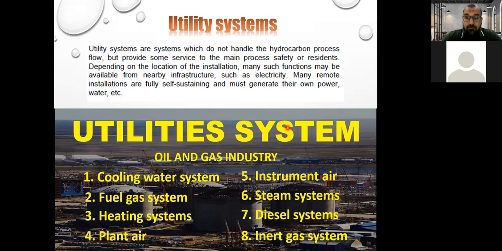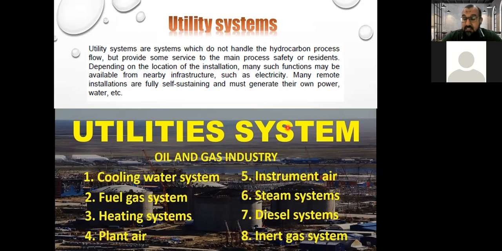Because, as some of you know, to produce electricity you need a power plant, and to produce electricity this power plant needs a source of steam. So this steam is actually required to produce electricity. And electricity and steam are quite common utilities. So all of these utilities in the utility system are there to support the oil and gas process. It is not the main process, but it is for supporting the process.